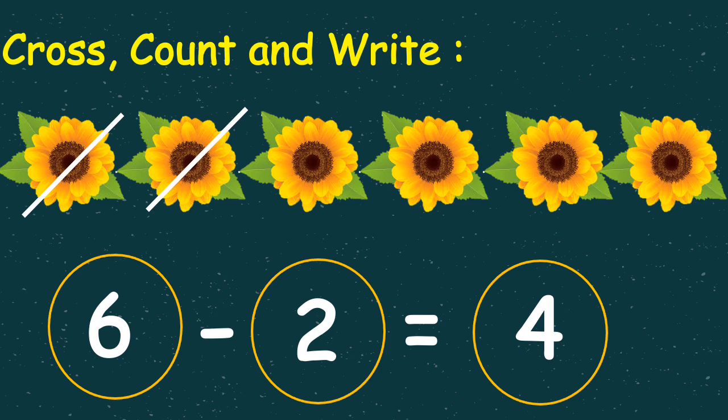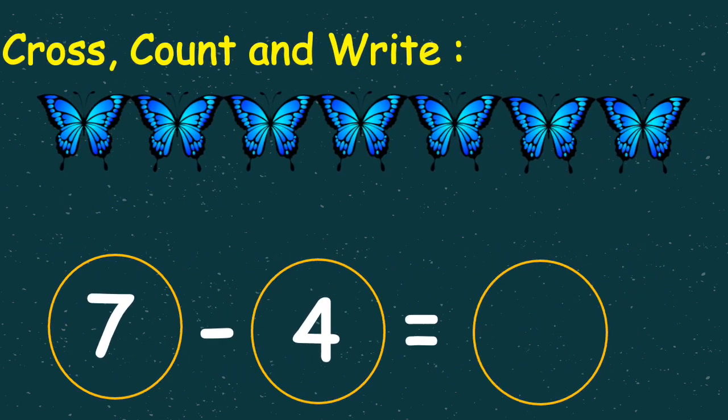Okay, now here is another example for you. So what are these, children? What do you see here? These are butterflies. Very good. Beautiful, isn't it? The butterflies are beautiful. So now, what does the number in the first circle indicate? The number in the first circle indicates the total number of butterflies which are here.